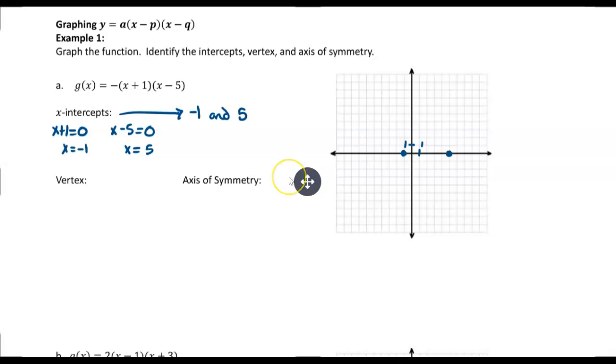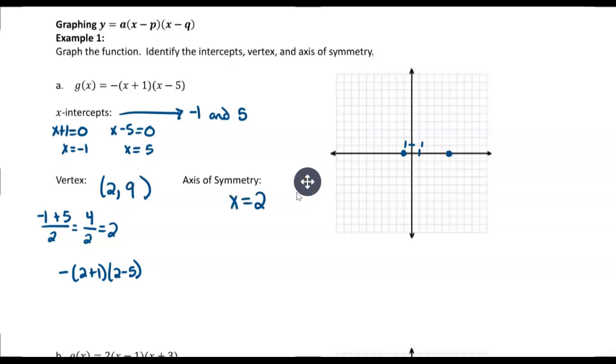So there are my x-intercepts. To find my vertex, you take your x-intercepts, add them and divide by 2. So negative 1 plus 5 is 4. Divided by 2 is 2. So the x value of your vertex is 2. Then you literally just plug it back in, and you can totally use a calculator on this part. You can also do it by hand, either way. So I got 9. So the vertex is (2, 9). The axis of symmetry is x equals 2. It must have x equals on there.